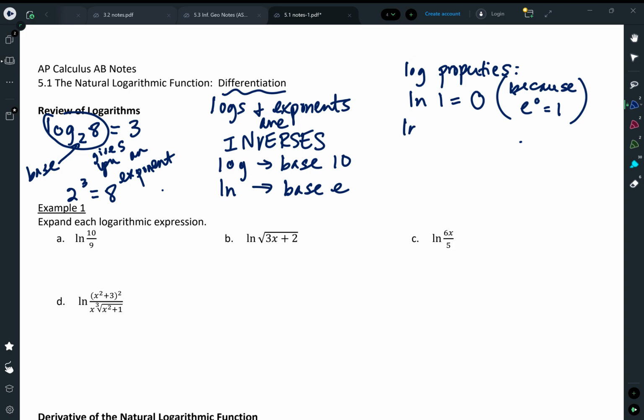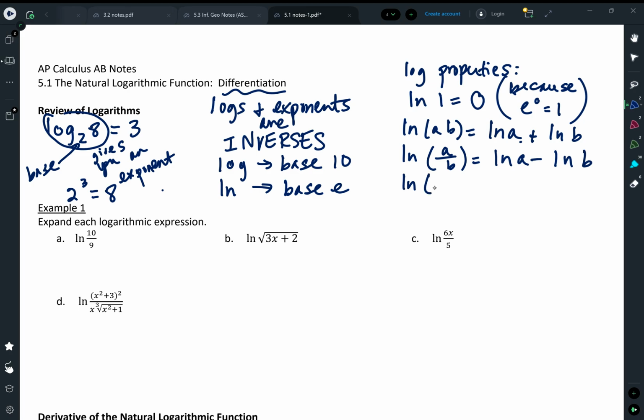So if I write the natural log of a times b, we can break that apart with addition and write the natural log of a plus the natural log of b. If I have division, I break that apart with subtraction. So natural log a minus natural log b. If I have a natural log of something raised to a power, a raised to the n power, we bring that exponent in front. So I have n times the natural log of a. And I think this is all the log properties I can think of right now.